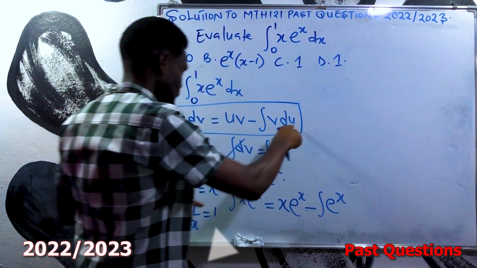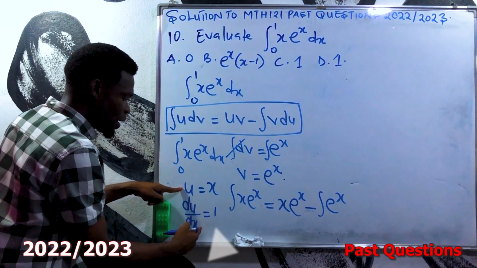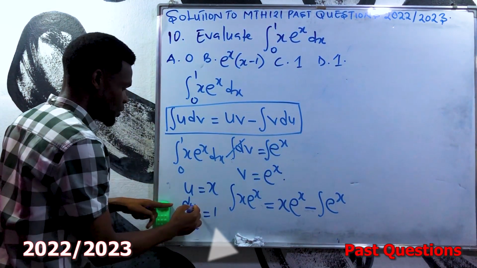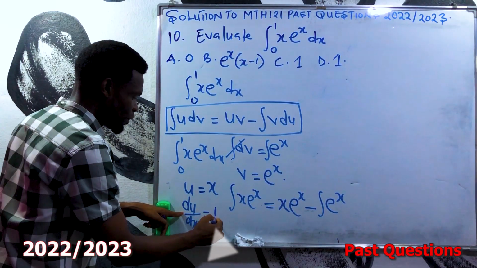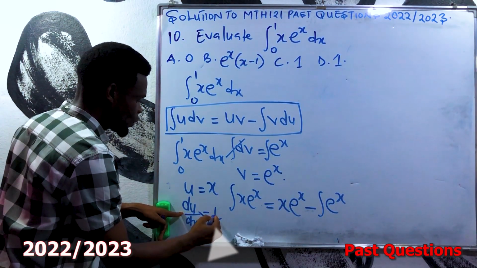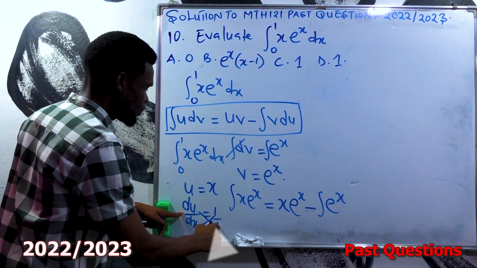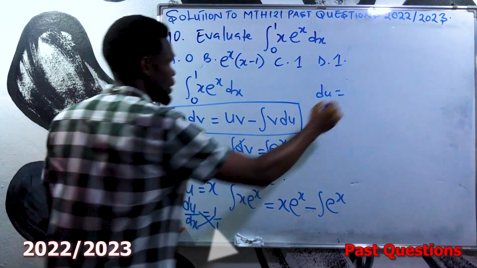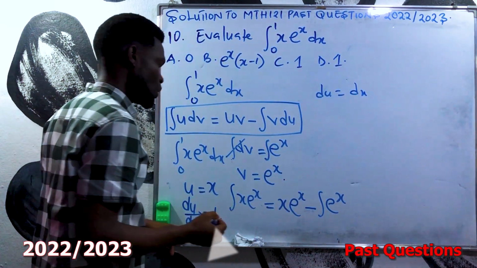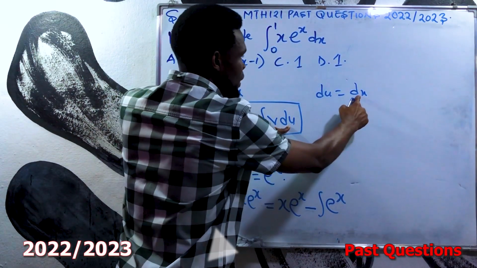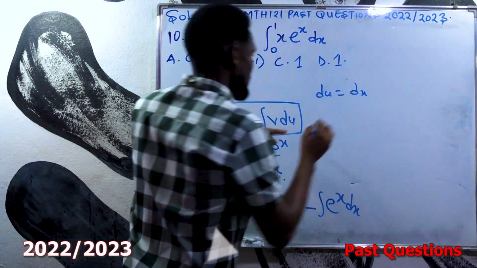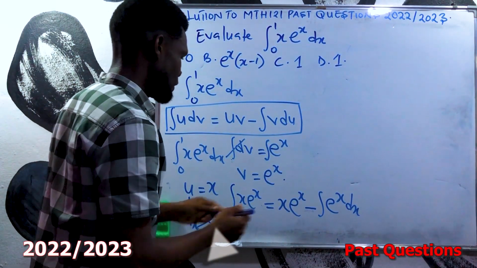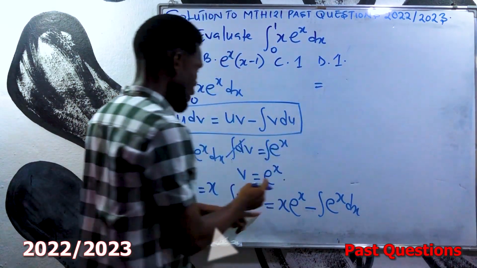What is v? V is exponential x. What is du? You go to your differential here and get your value of du, so you can put it here. So du dx is equals to 1. If I write this over 1, I cross multiply. Du times 1 is du equals to 1 times dx is dx. So now, in the place of du, I will bring in dx. Look at it here, dx.